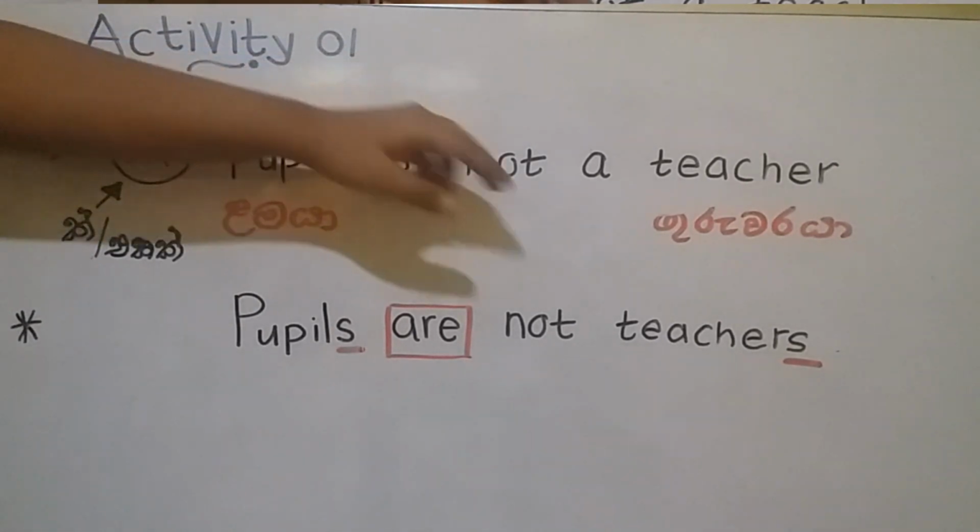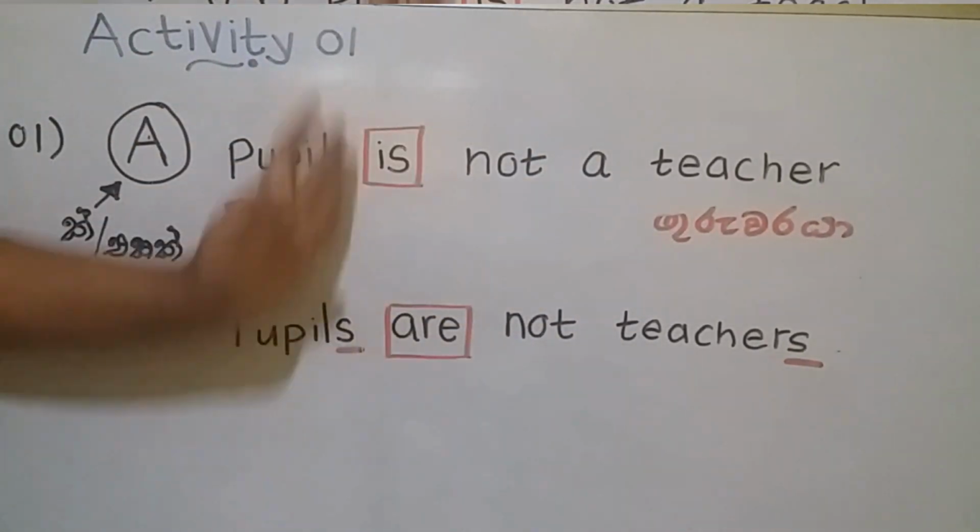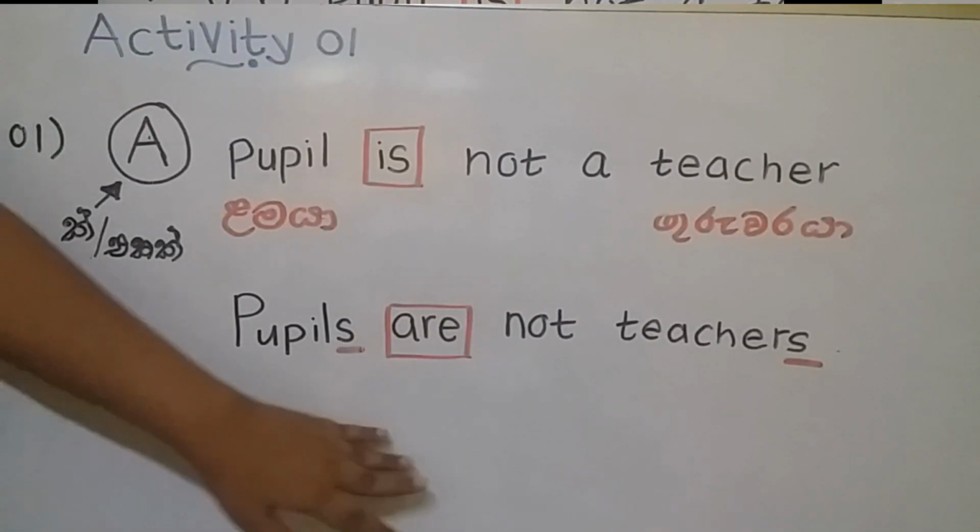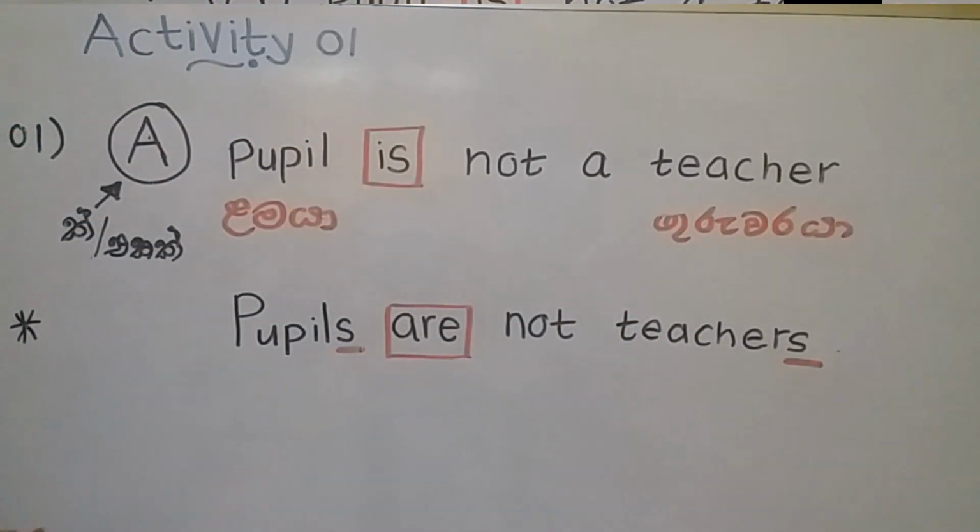A pupil is not a teacher is the singular sentence. Plural form is pupils are not teachers. Right? Okay, let's go to the second one.